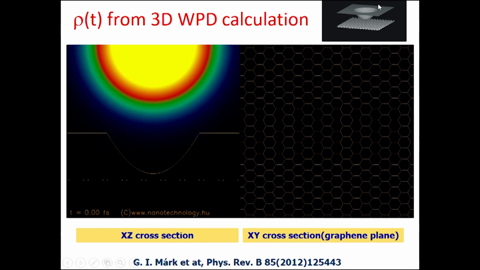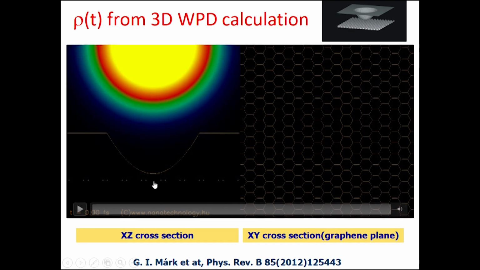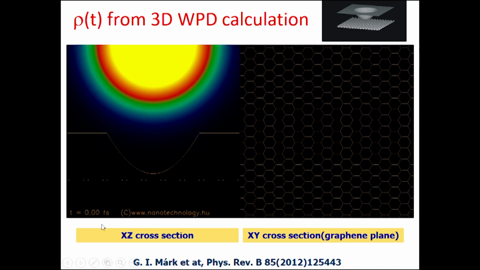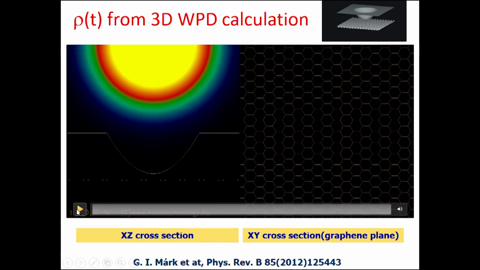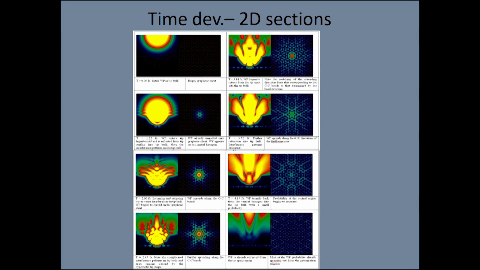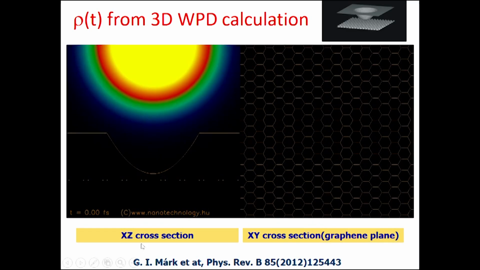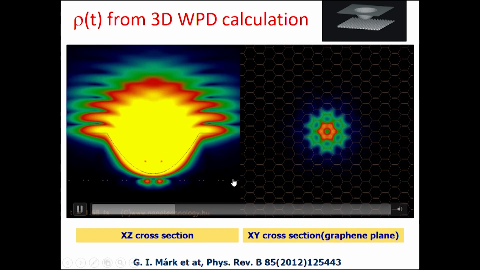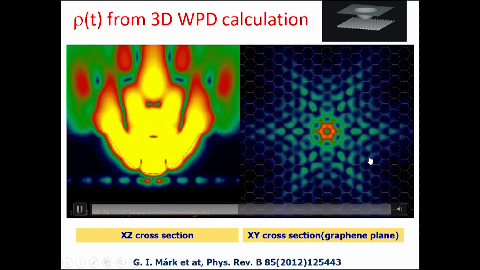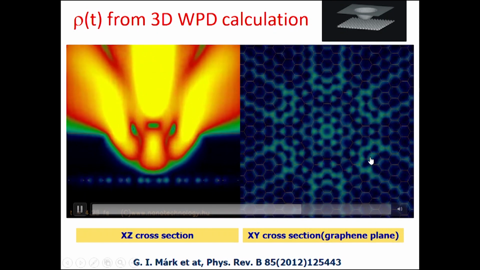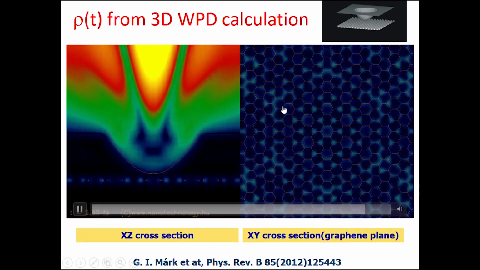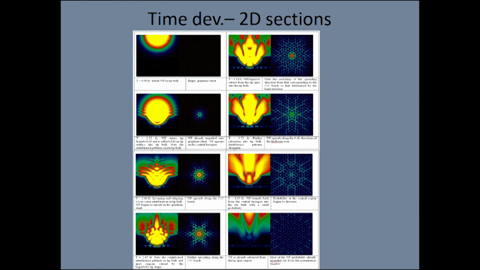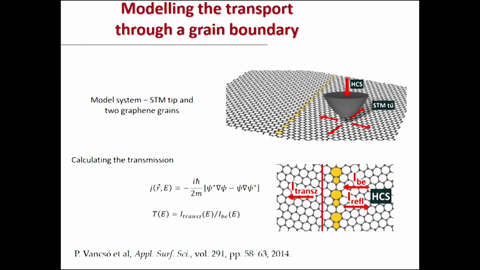This is our system, and we have two cross sections. This is the first cross section, XZ, and the second cross section, XY, and this is the time development of the probability density. So the wave packet tunnels from the STM tip into the graphene surface, and it spreads in a complicated fashion. So the initial state on the graphene surface is already produced through a complicated process.